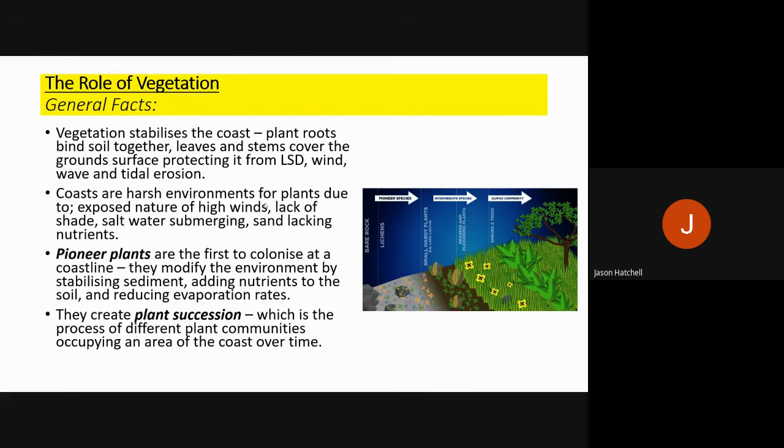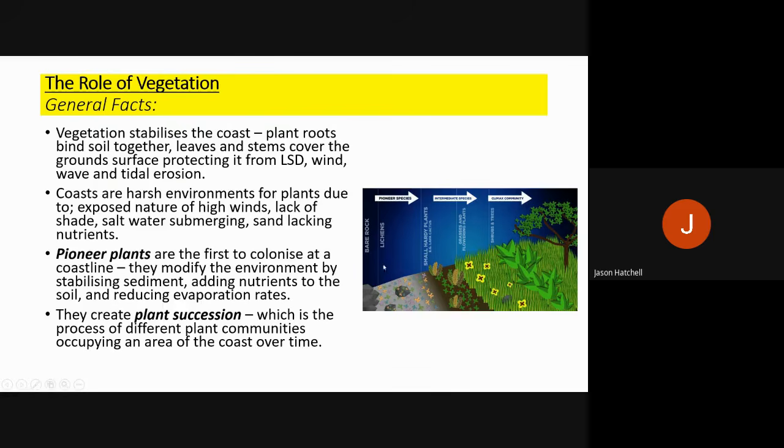Okay, so we know that vegetation stabilizes the coast because the plant roots bind the soil together, and the stems and the leaves cover the surface of the ground and protect it from longshore drift and wind erosion and tidal erosion. Coasts are very harsh environments for plants, because of high winds, because of the lack of shade, because of the salt water, because of the sea submerging them, so plants have to adapt to the coastline.